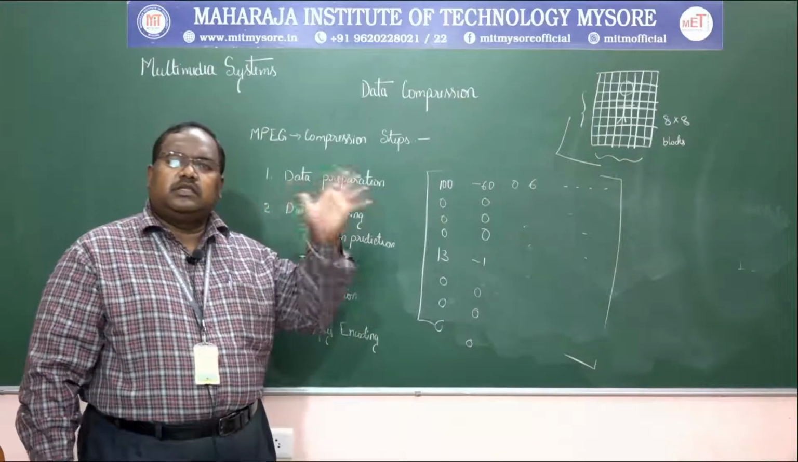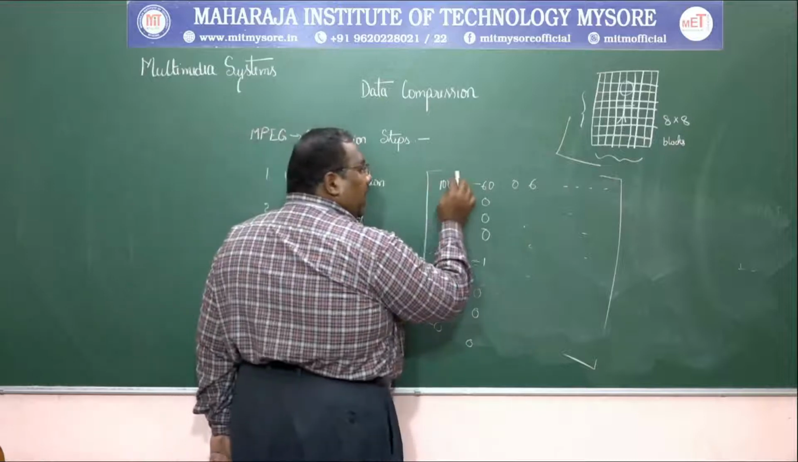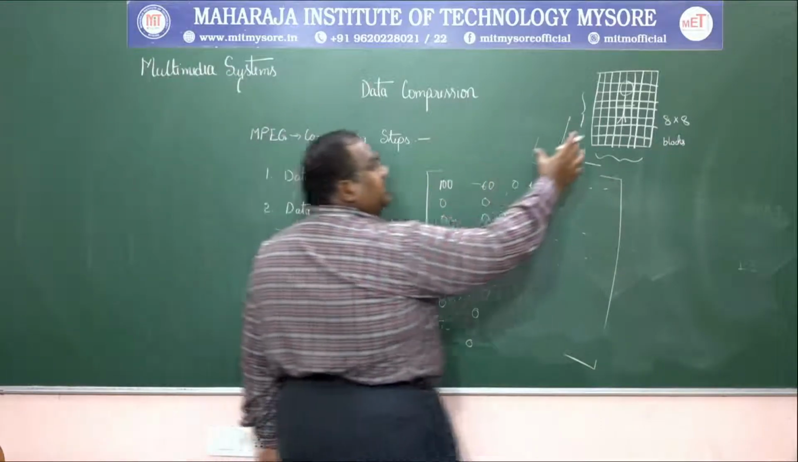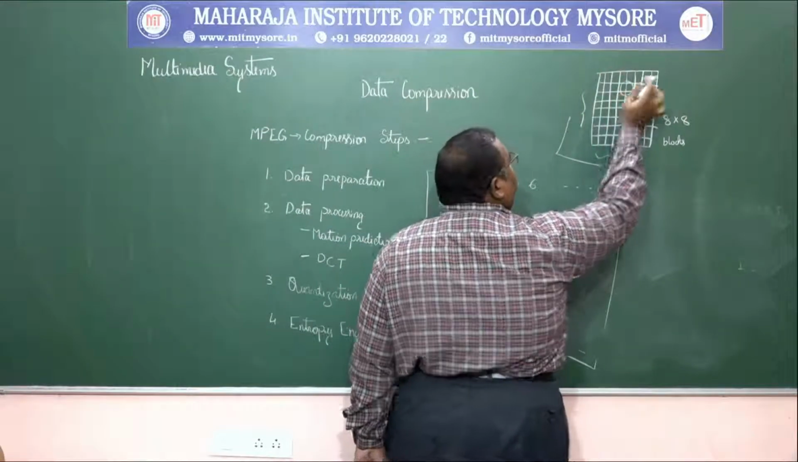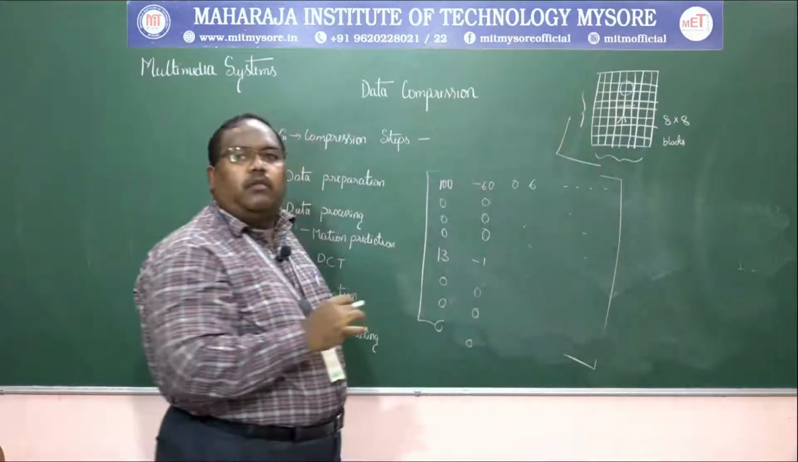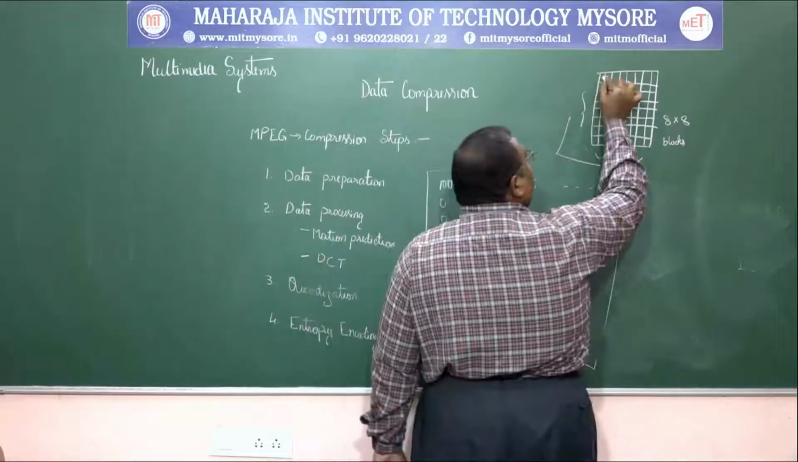So how does the zigzag scanning happen now? Consider this is the value of a frame. Now this is the frame. So these kind of values will be there in each frame, in each block of a frame. So we scan this. So the scanning happens like this. Look here.